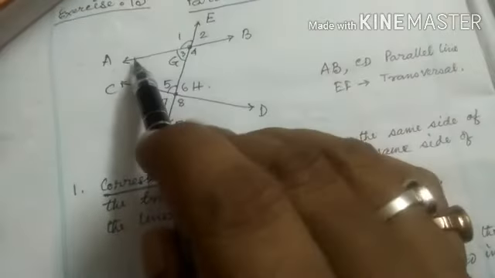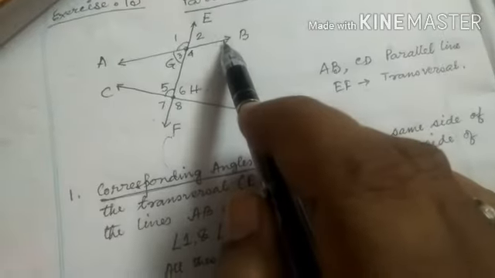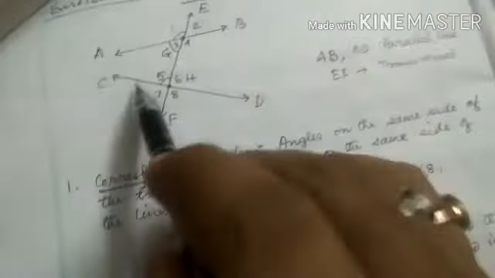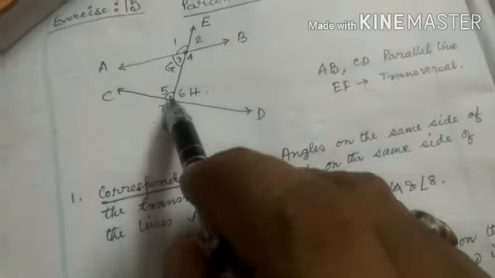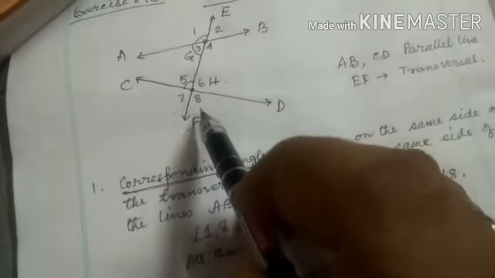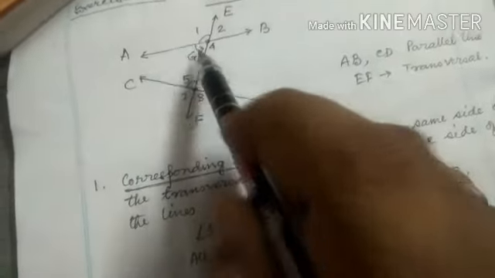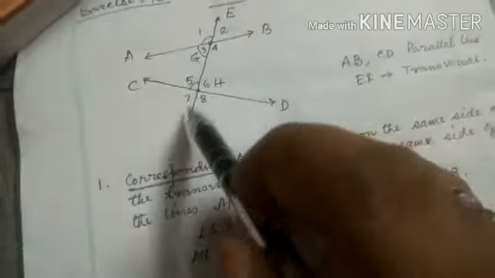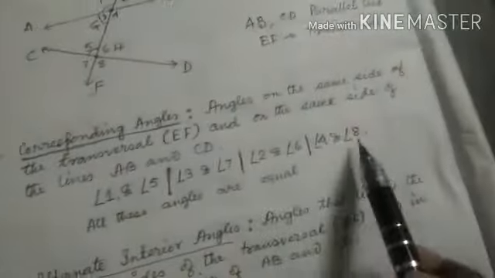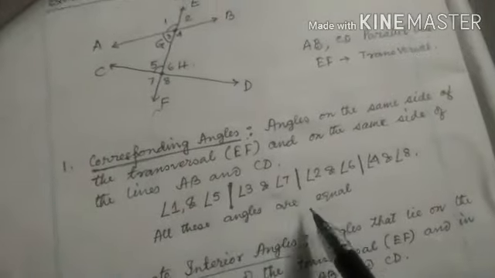This angle is situated on the right side of the straight line AB, and angle 5 also exists on the right side of the line CD. Therefore 1 and 5, 8 and 4, 2 and 6, 3 and 7, all these angles are corresponding angles. 1 and 5, 3 and 7, 2 and 6, 4 and 8, all these angles are corresponding angles.